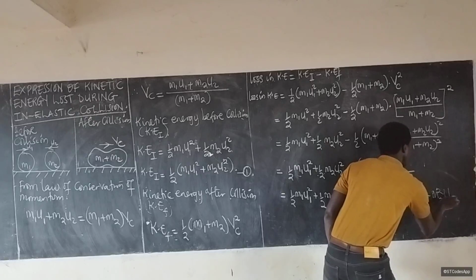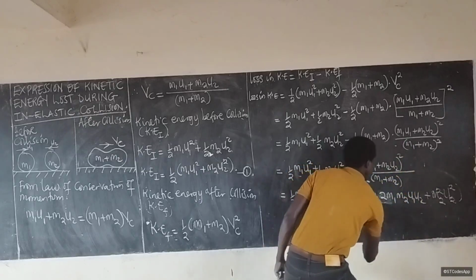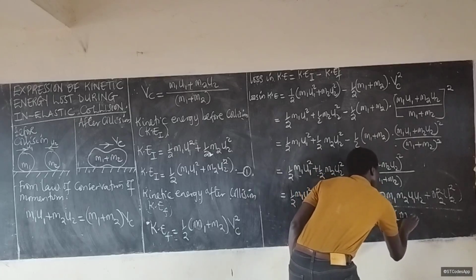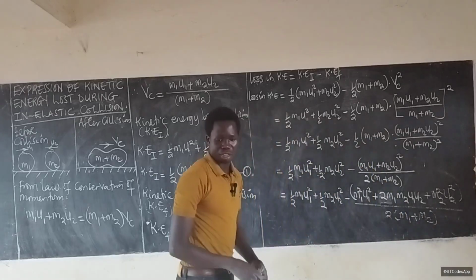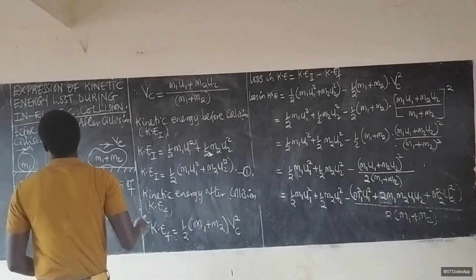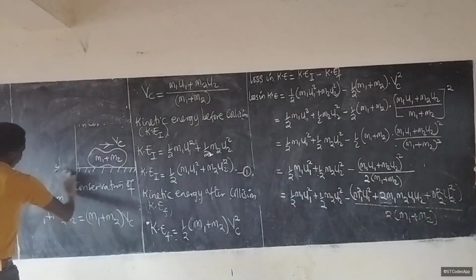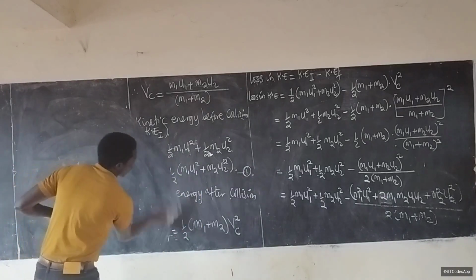M2 U2 squared. This is bracketed out of 2, open a bracket, M1 plus M2. That is what we have to that stage. So I can still wrap this, and can have that.